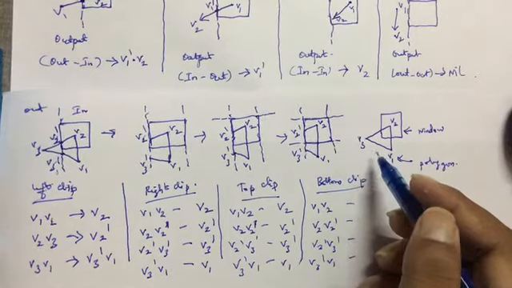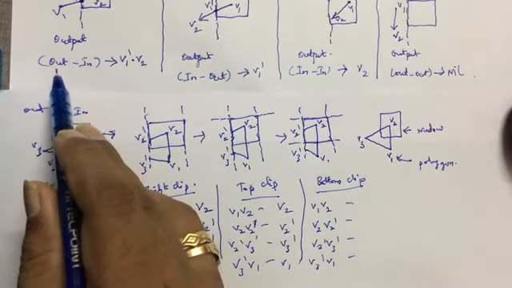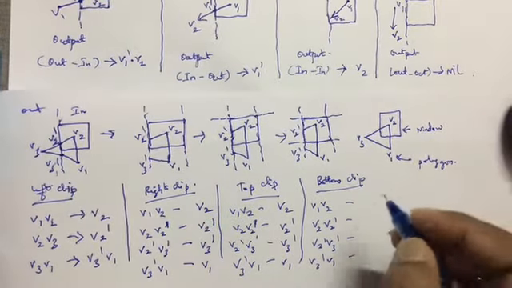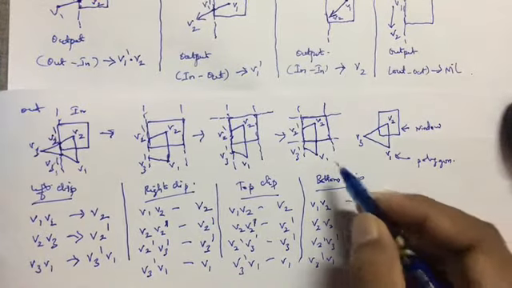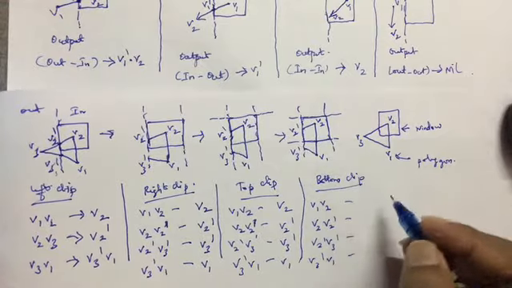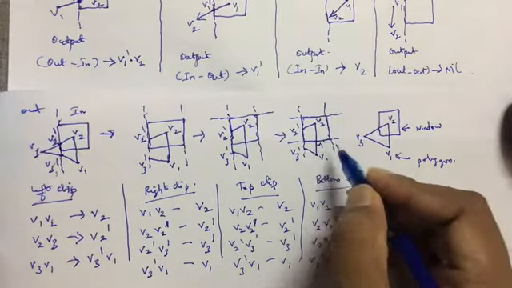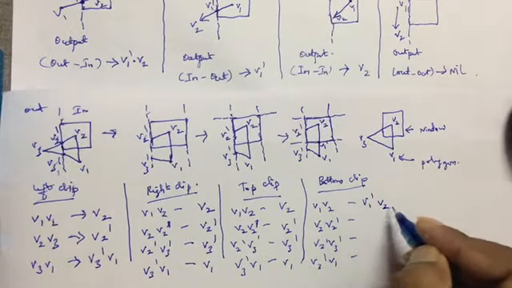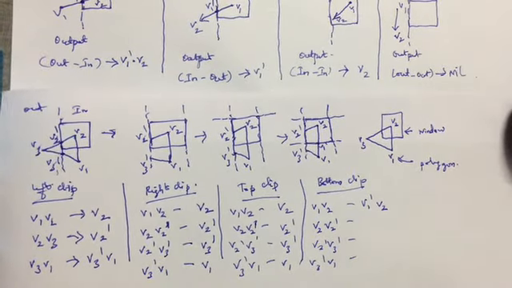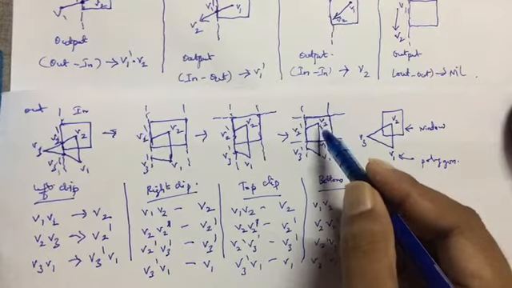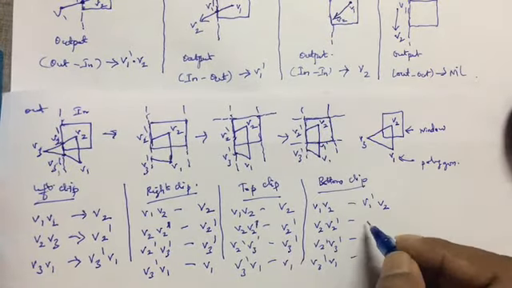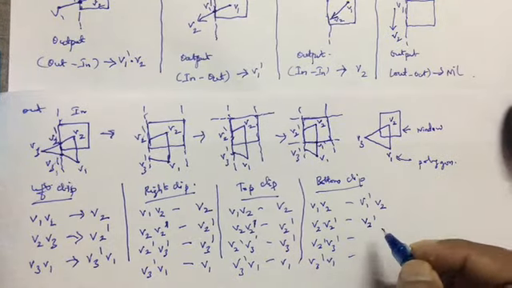So what will be the answer? Out position to in position, so we will get V1 dash, the intersecting point. So V1 dash, V2. Okay. Consider the second edge V2 to V2 dash, safe position, so the answer will be V2 dash.